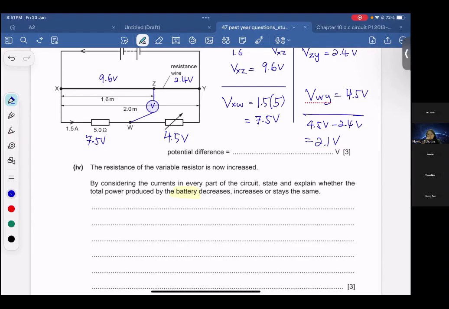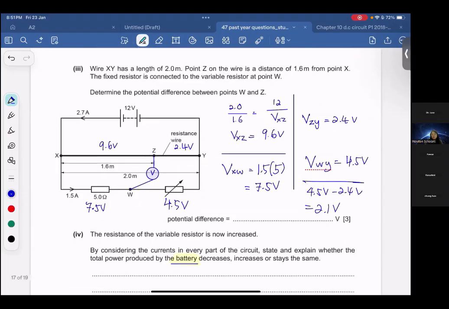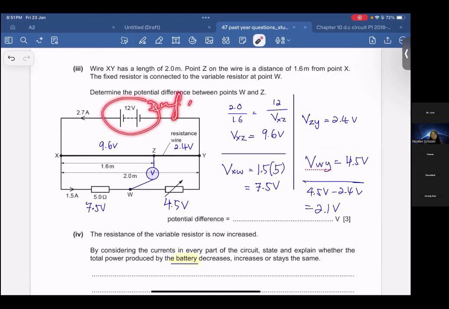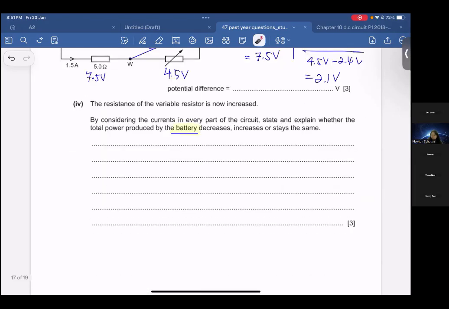Sean, no. Sean, no. The voltage for the battery is unchanged. The voltage for the battery at here is the same all the time. The voltage across the battery is actually the EMF. The EMF won't be changed, so you are thinking in the wrong way.